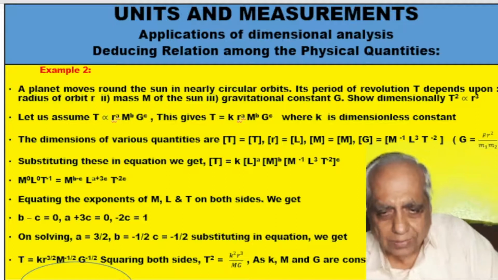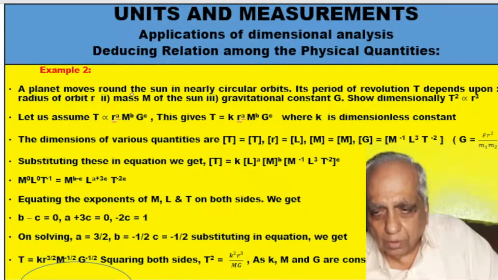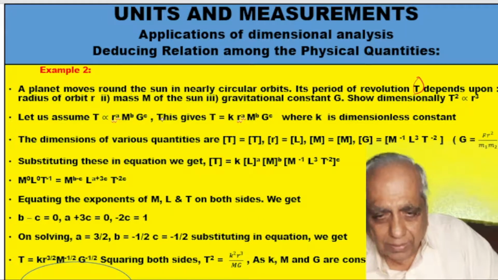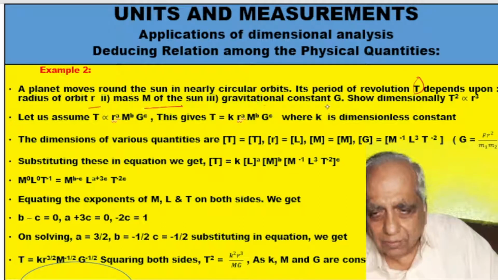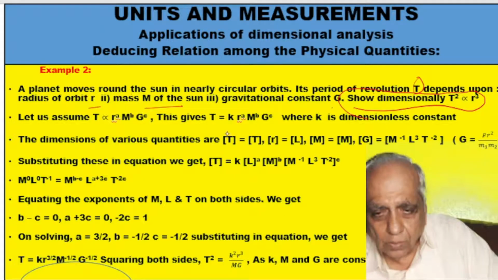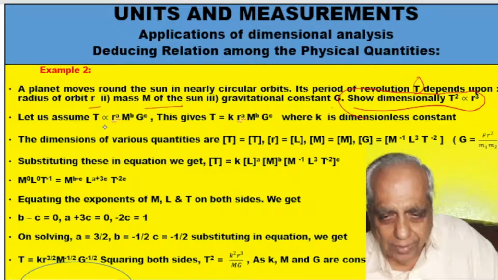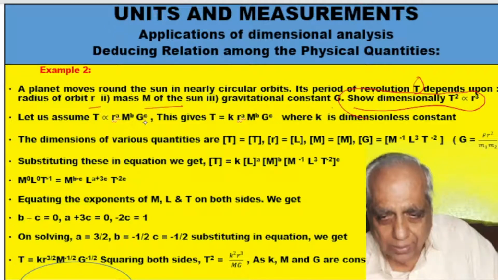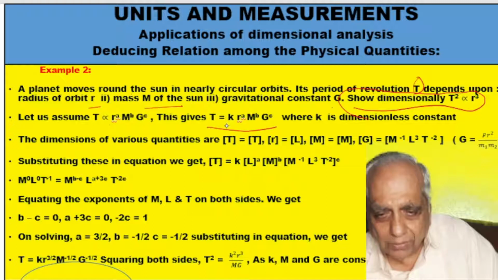The next sum says, a planet is moving around the sun in a circular orbit. We know that the period of revolution T depends upon the radius of the orbit r, the mass of the sun M, and the gravitational constant G. So we have to show dimensionally that T square is proportional to r cube. Now you see, T is proportional to r raised to a, M raised to b, G raised to c. Then we will remove the proportionality sign, put an equal to sign, so I will get this equation, where k is a dimensionless constant.